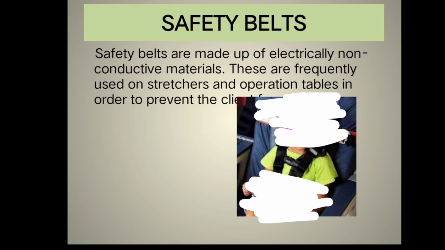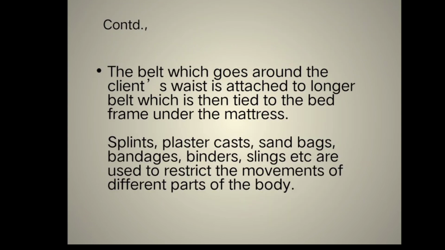Safety belts are made up of electrically non-conductive materials. These are frequently used on stretchers and operation tables in order to prevent the client from falling. The belt which goes around the client's waist is attached to a long belt which is then tied to the bed frame under the mattress. Splints, plaster casts, sandbags, bandages, binders, slings and so on are used to restrict the movement of different parts of the body. So other than all these restraints, splints, plaster casts and sandbags are also used for restriction of movement.